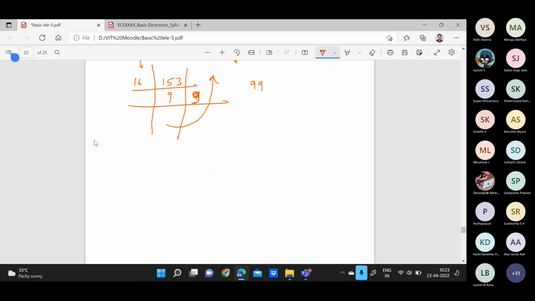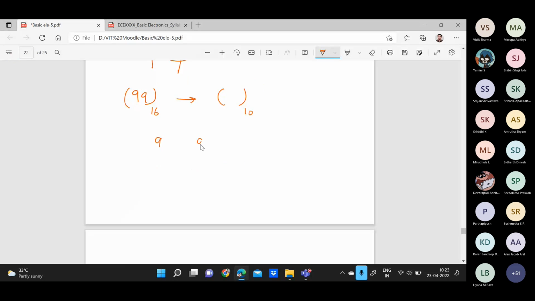For example, you have again this 99. I'm saying in hexadecimal, how will you convert it into the decimal number system? Tell me the procedure first. You have to write down 9 and 9, right? What will be the place value for this one? Place value will be what? 0, and this place value is 1.